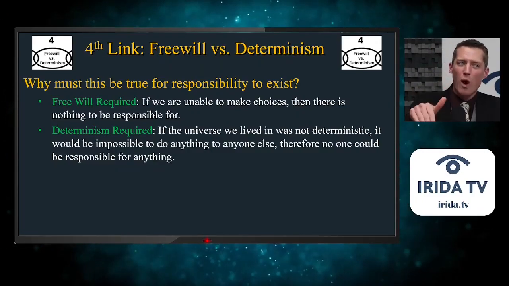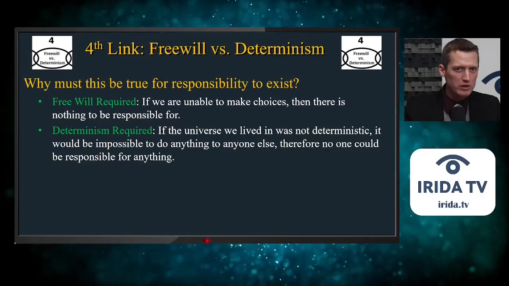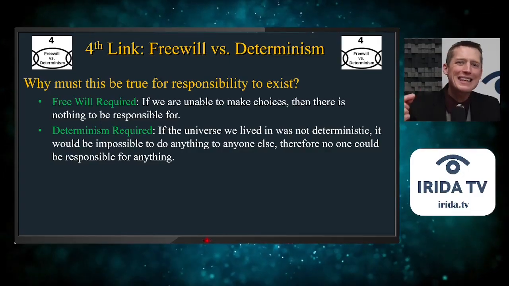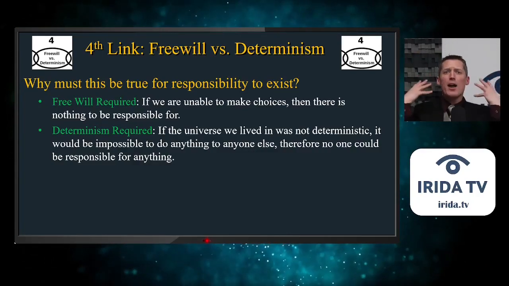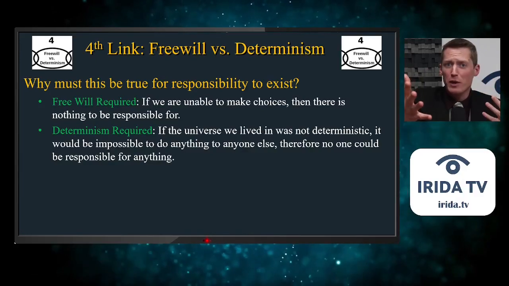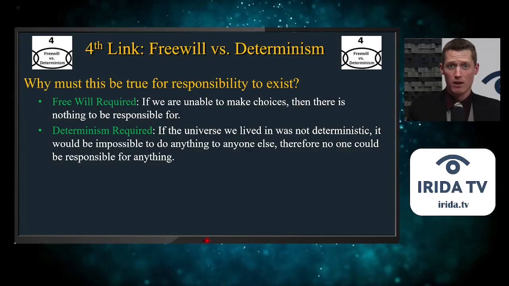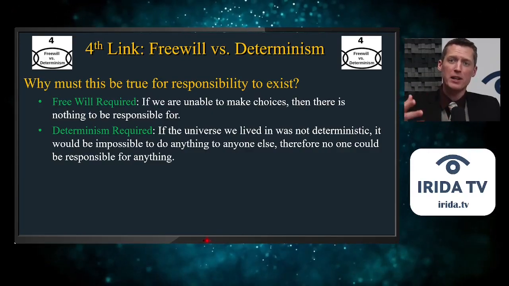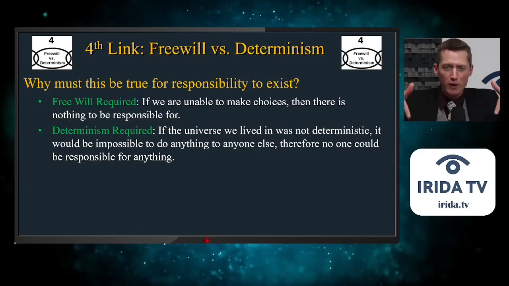Determinism is also required because if we did not live in a universe that was deterministic, nobody could do anything to anybody else. If you create all of your own reality and I create all my own reality, what if I punch you in the nose and you get a bloody nose? You did that. That's your fault. You create your own reality. So in order for responsibility to exist, we must have a deterministic universe with real consequences, with free will actors operating within that universe.